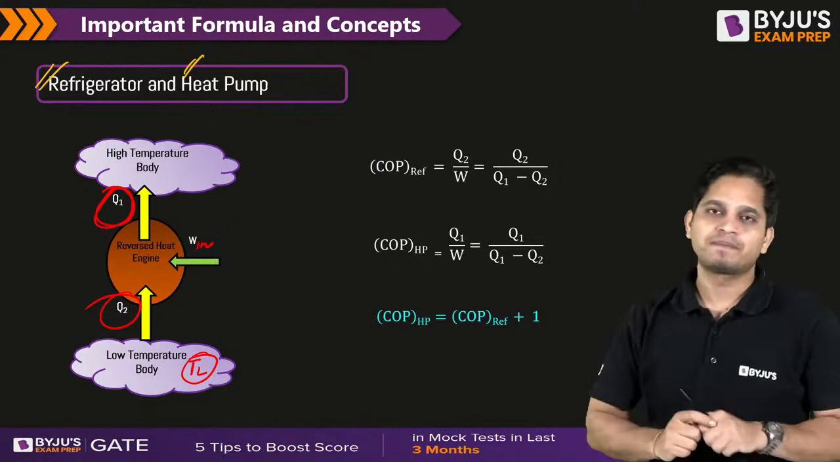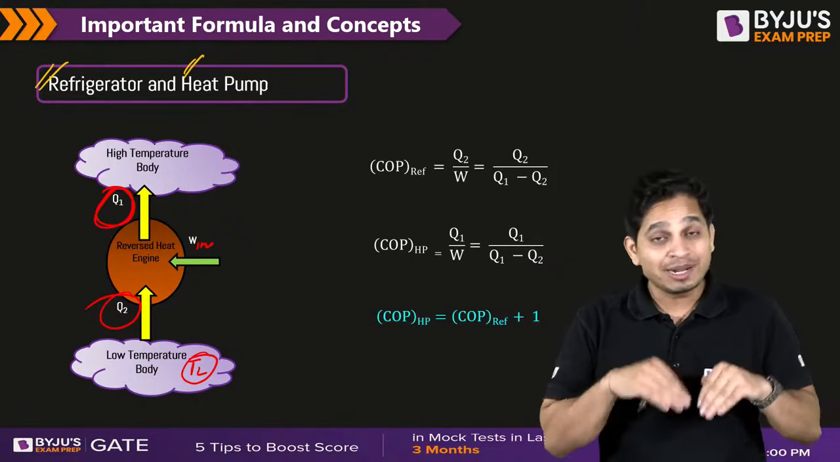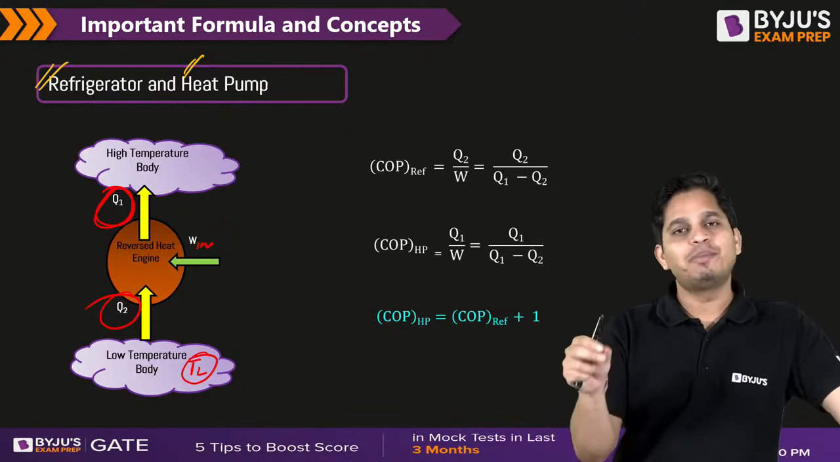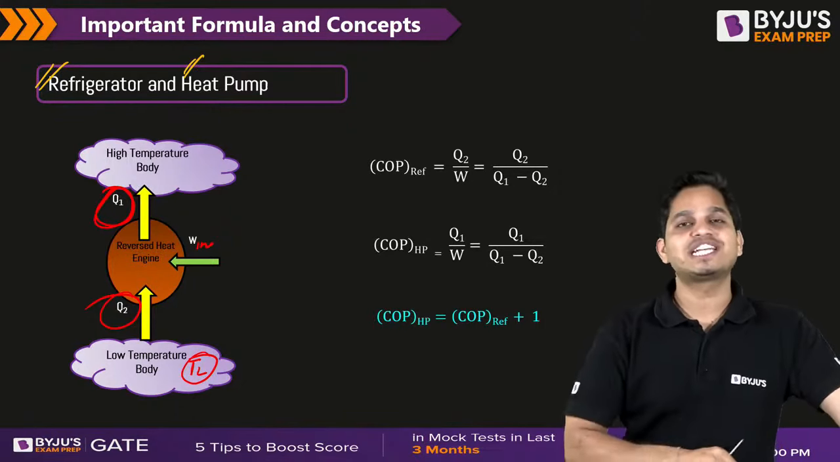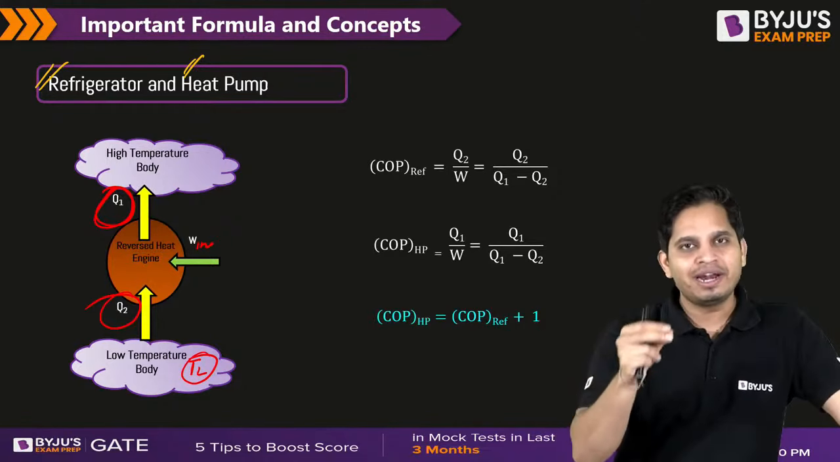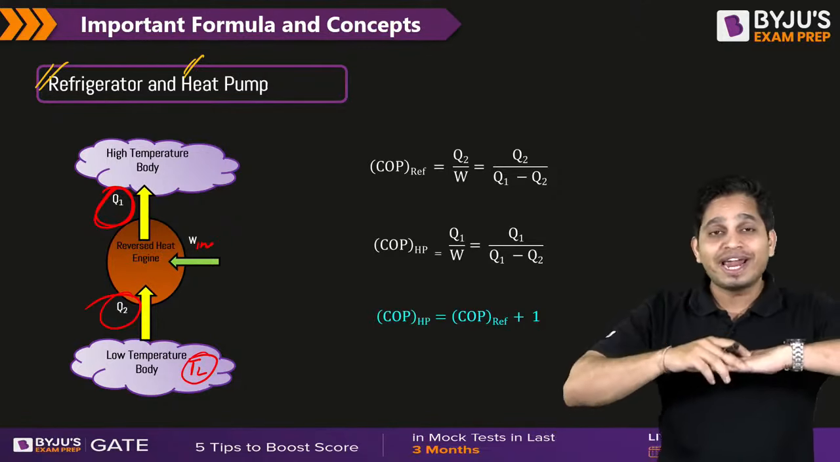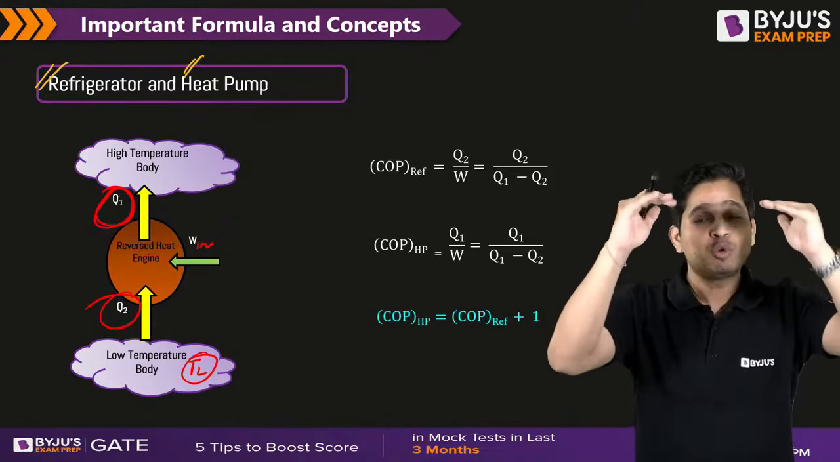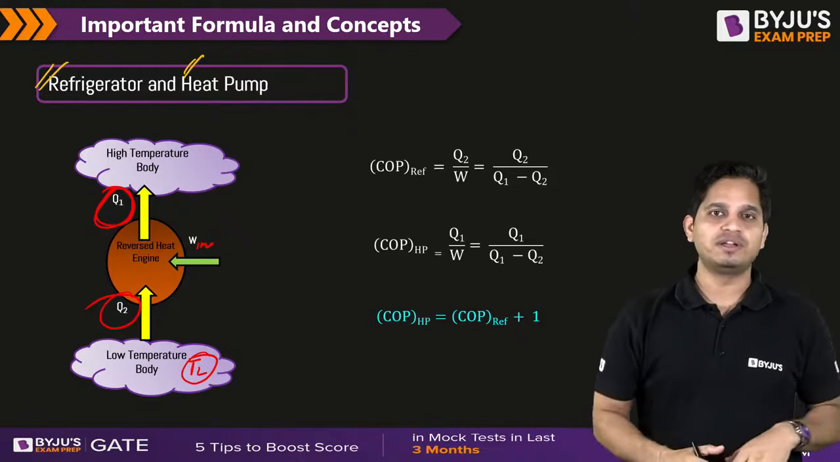From the surrounding, low temperature surrounding. So in a refrigerator or heat pump, heat transfer always takes place from low to high temperature. The only difference is that in a refrigerator, you try to maintain a lower temperature than the surrounding. In a heat pump, you try to maintain a higher temperature than the surrounding.